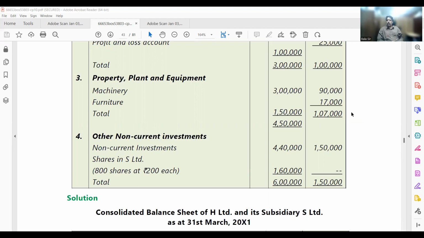Yes. And then what about the furniture? 17,000. Is 17,000 nothing but 20,000 minus 3,000, right? Yes. That means you have not accounted for the revaluation increase or decrease in your books. Yes, sir.